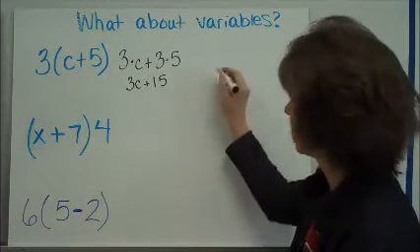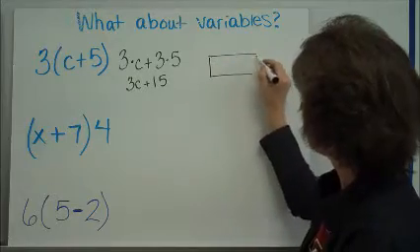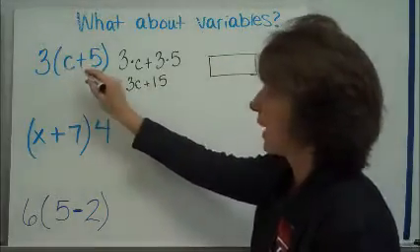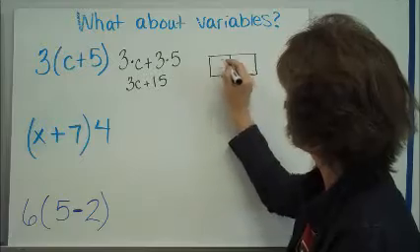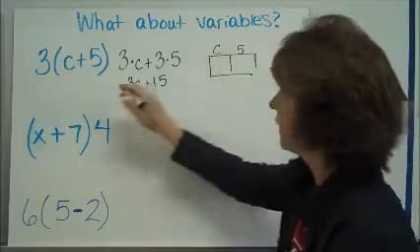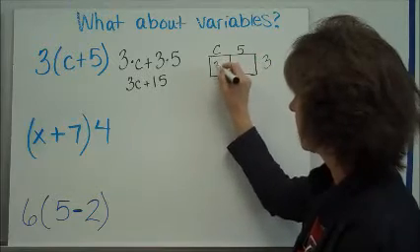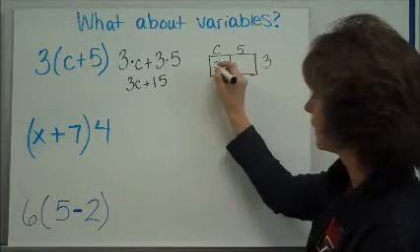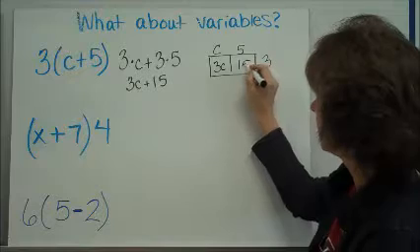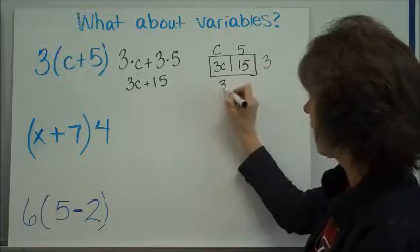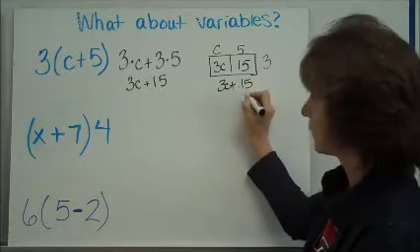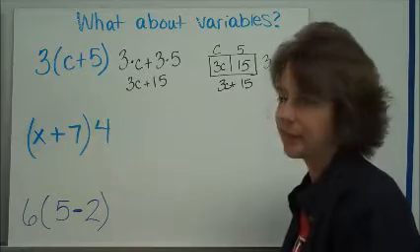Let's look at it inside the box method. The two numbers you're adding are c plus 5. The number you're multiplying it by is 3. Again, setting it up like this helps you see that 3 times c is 3c and 3 times 5 is 15. The answer you have here is the same answer we got here. Let's try another one.